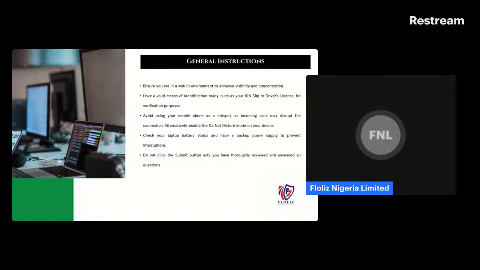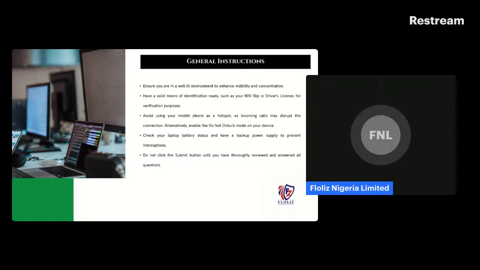Okay, so now one of the things you need to understand is the general instructions, which means there are certain things you need to know. One of which is you have to ensure that when you are taking this exam, you are in an environment where the light is adequate, because the system will want to take a screenshot of your face to authenticate that the person taking this exam is actually that person sitting for the exam at that particular time.